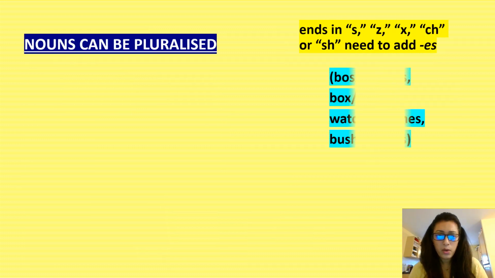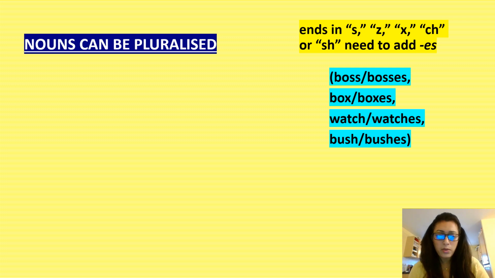Now, nouns can be pluralized. So, nouns can be singular or plural. Most English nouns can be made plural simply by adding an S to the end of the word, but there are few irregular plural nouns that are exceptions to that rule, which we'll discuss. Now, nouns with a singular form that ends in S or Z, X, ch, or sh need to add es to become plural. So boss becomes bosses, box, boxes, watch, watches, bush, bushes.